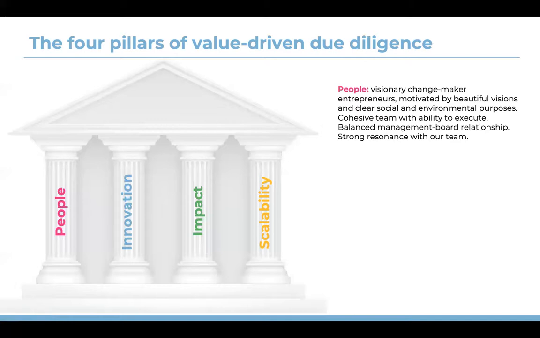So the first pillar is people. I think it's the most important one. So it's all about identifying those entrepreneurs who are visionary change makers, motivated by very clear social and environmental purpose and very beautiful visions of how they imagine the future. Of course, the entrepreneurs work in very cohesive and very successful teams, and they have to demonstrate the ability to execute on their plan. We want to see a balanced management board relationship, so in terms of governance.